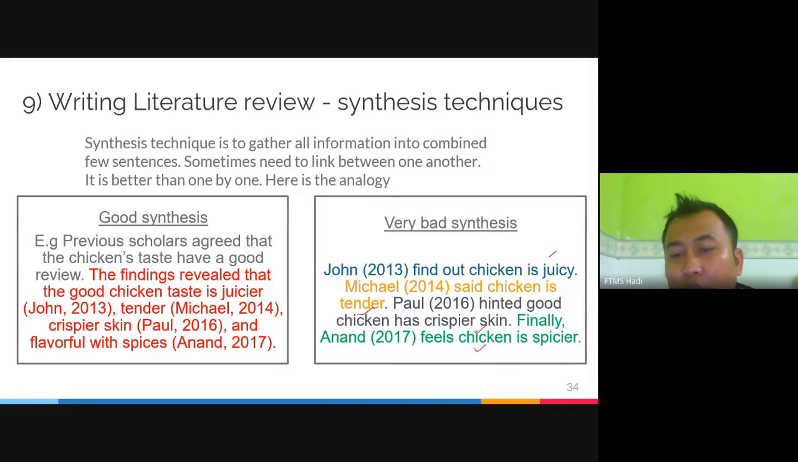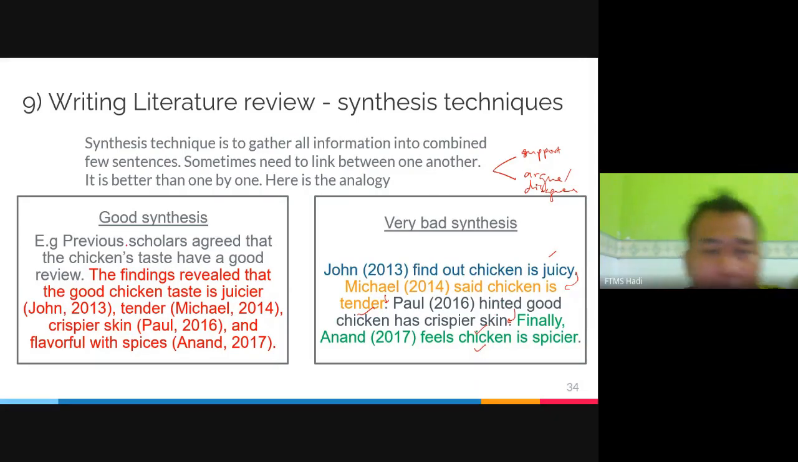This is more on one-to-one. It's just I'm saying that, you are saying that, I'm saying that, you are saying that. There is no linkage between one sentence and another, whether they support or argue. There are two ways of linkage: either support, or argue, or disagree. This is very bad synthesis because you just tell it like that: chicken is juicy, chicken is tender, chicken has crispy skin, chicken is spicier.